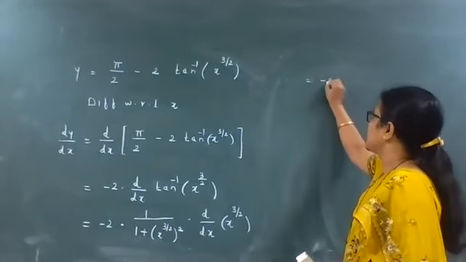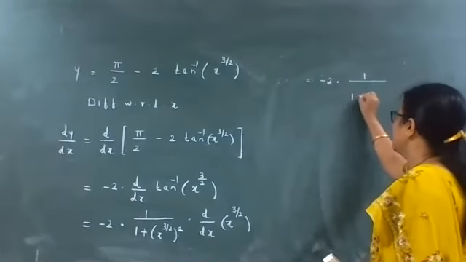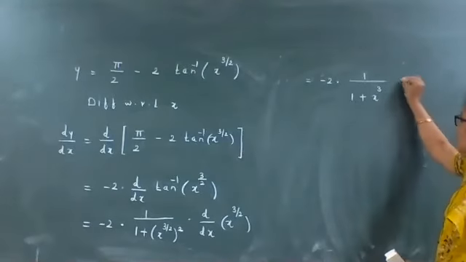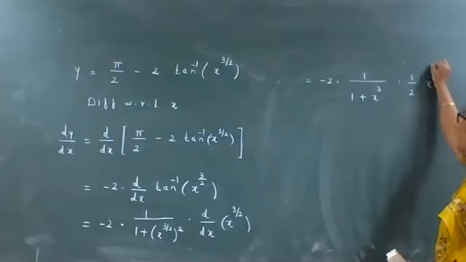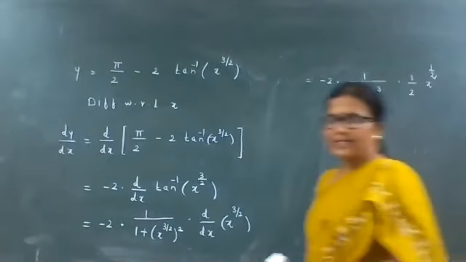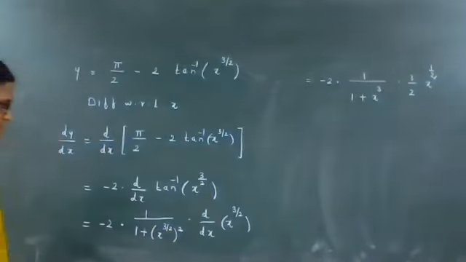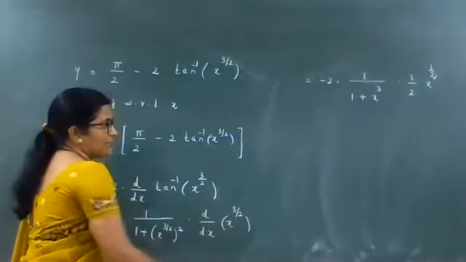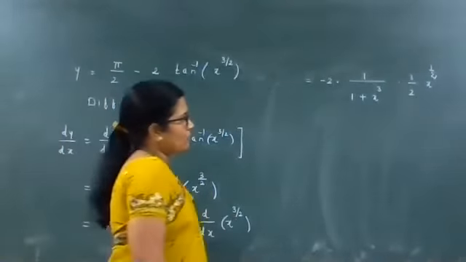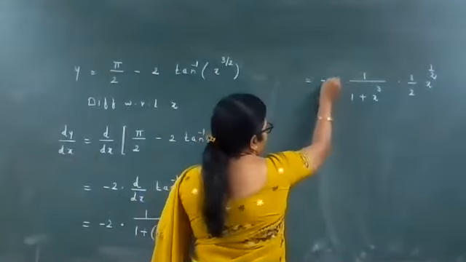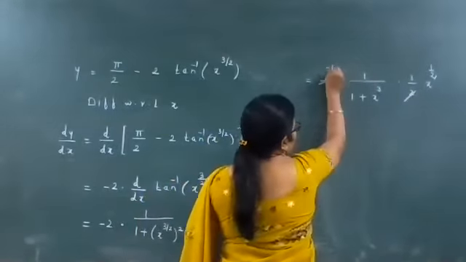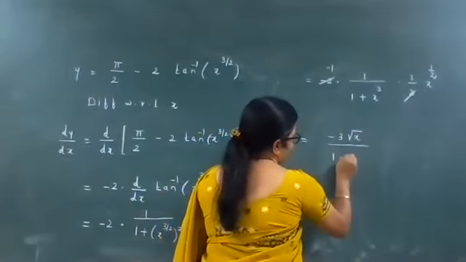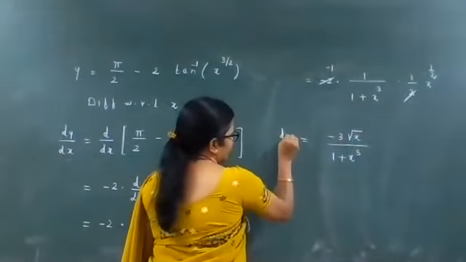It is equal to minus 2, 1 upon 1 plus x cube into 3 by 2 x raised to half. 3 by 2 minus 1, n x raised to n minus 1, 3 by 2 minus 1 it is half, and x raised to half is root x. Minus 2 divided by 2, minus 1, minus 3 root x upon 1 plus x cube. This is dy by dx.